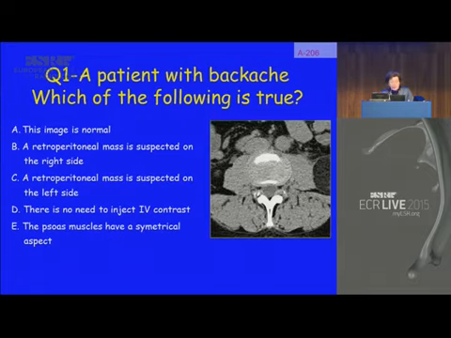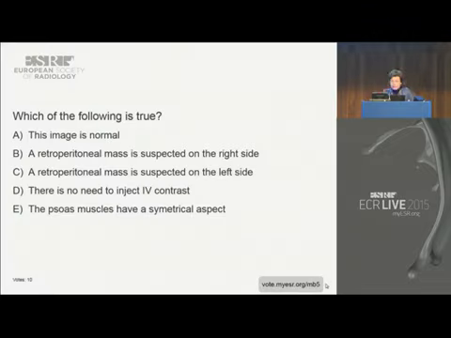So I have a question for you. This is the CT examination of a patient with back pain. Which of the following is true? A, this image is normal. B, a retroperitoneal mass is suspected on the right side. C, a retroperitoneal mass is suspected on the left side. D, there is no need to inject IV contrast. And E, the psoas muscles have a symmetrical aspect. Please vote now.